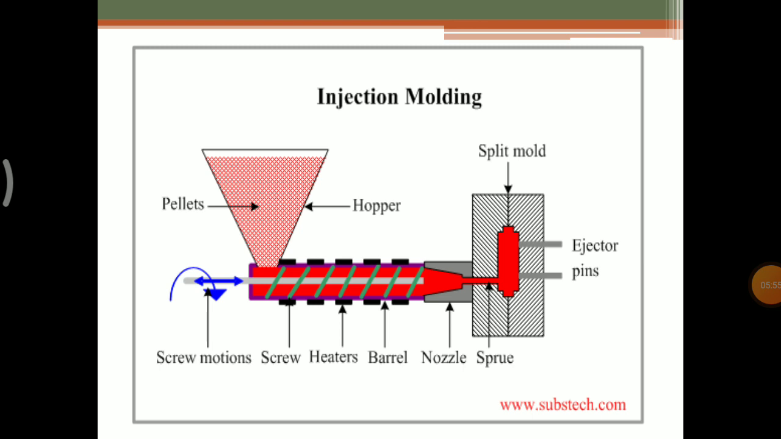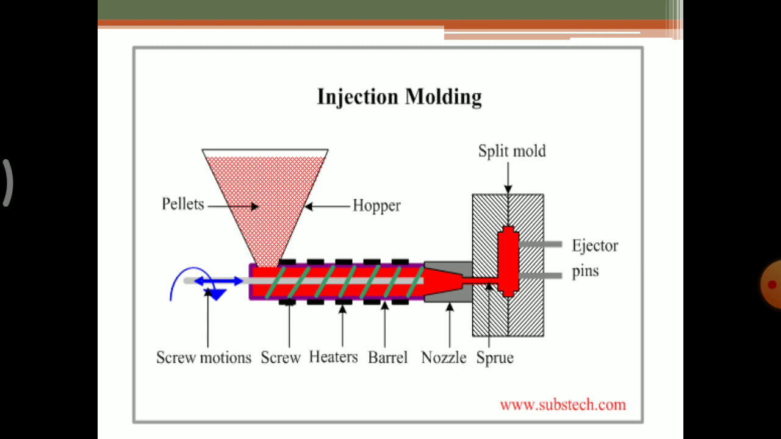So this is the injection molding diagram. Here we can see the different short fibers used in the hopper. It is known as pellets. So short fibers are named as pellets here.